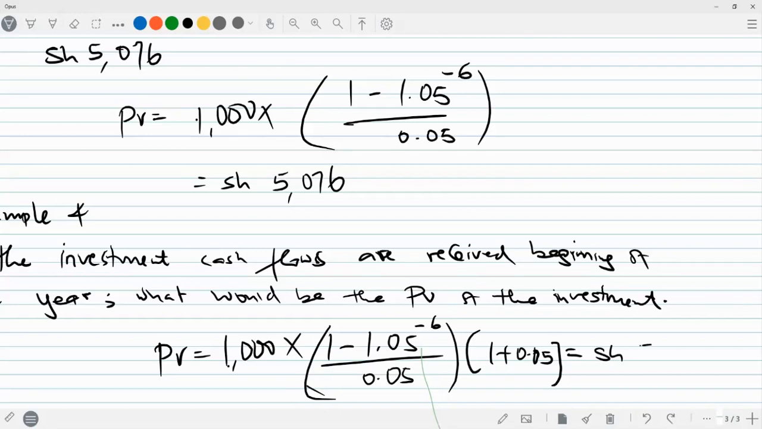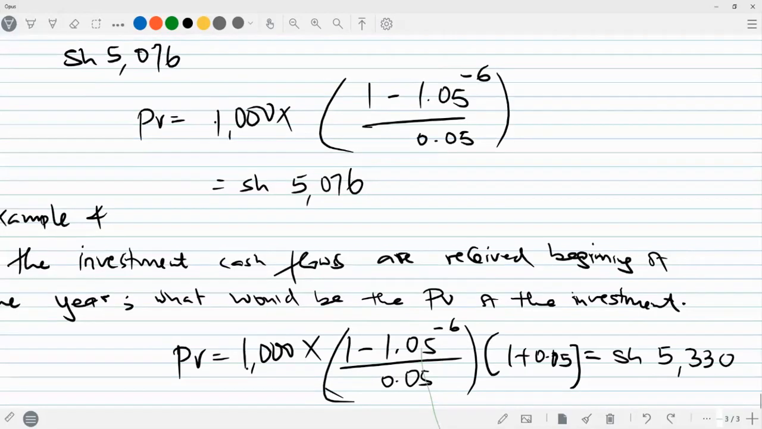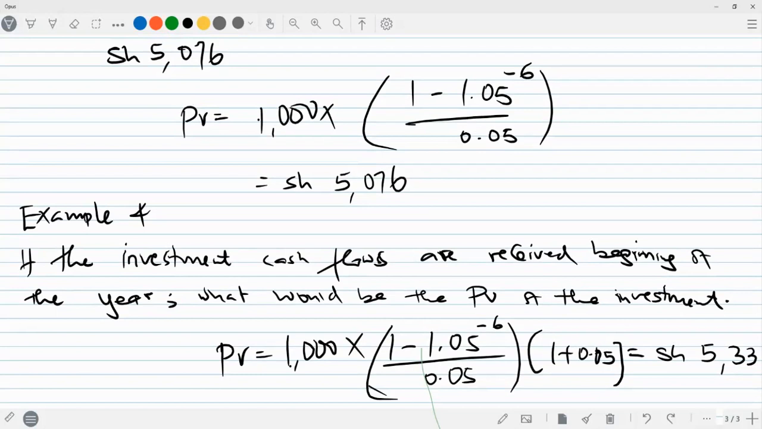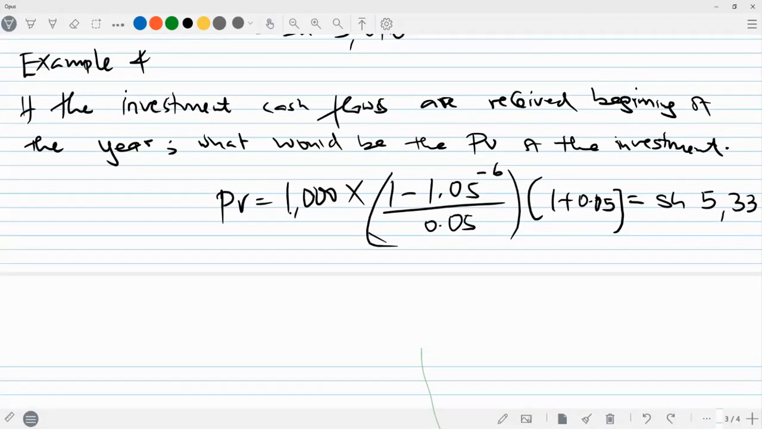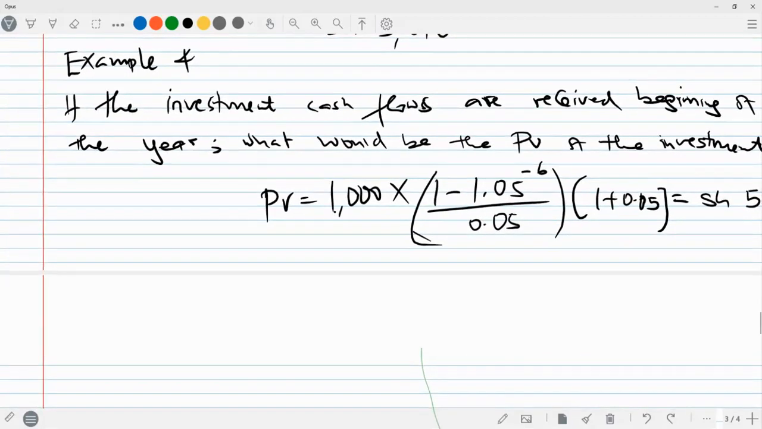5330, okay, 5330, 5333, not too different. And that will get the present value in case the cash flows are received or paid in advance, or at the beginning. The other term normally used to refer to cash flows paid at the beginning is cash flow being received in advance. The term advance means beginning of the year. Arrears means end of the year. So maybe those are two terms you may want to keep note of: advance or in arrears.